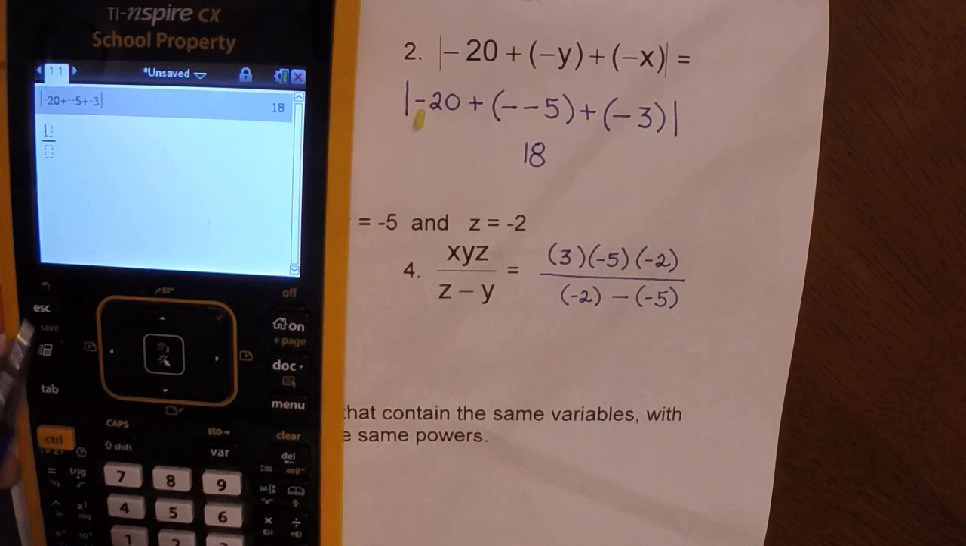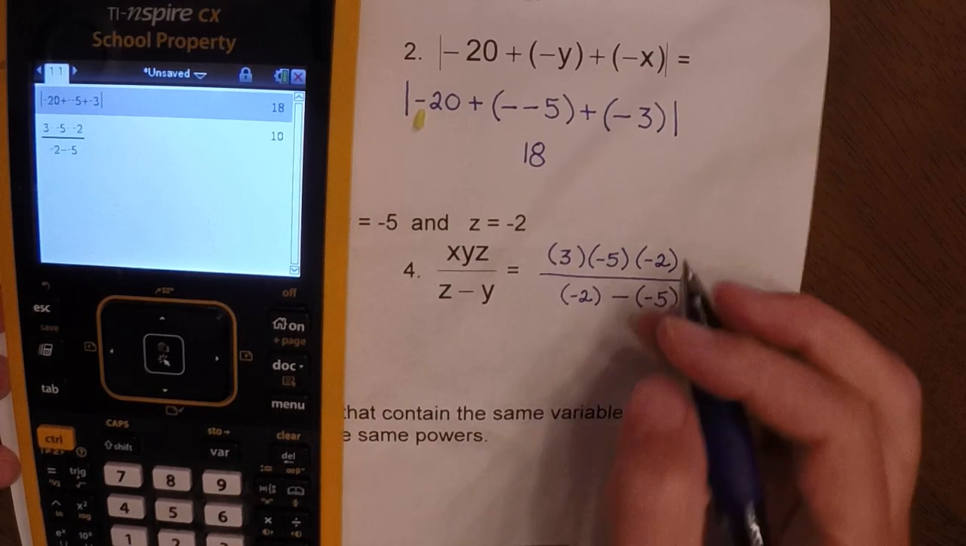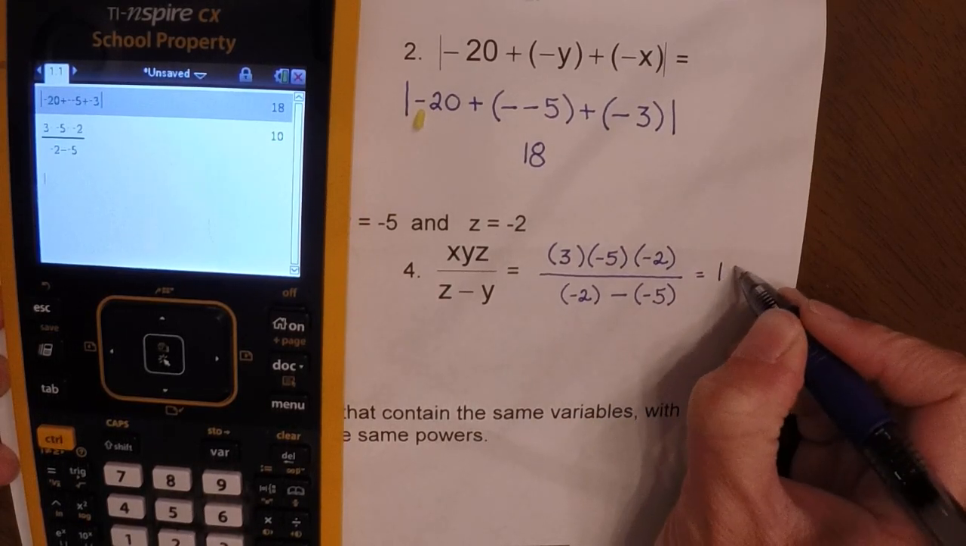So now we're going to be in the top and we're going to type exactly what we have. So parentheses 3, close, open, negative 5, close. And again, if you use a minus, the calculator will fix it. Parentheses, so I'll put a minus this time. Okay, and then on the bottom, I'll put parentheses, negative 2, and then close, minus, parentheses, negative 5, close. And now all I have to do is hit enter, and it tells me that the answer to this is 10.